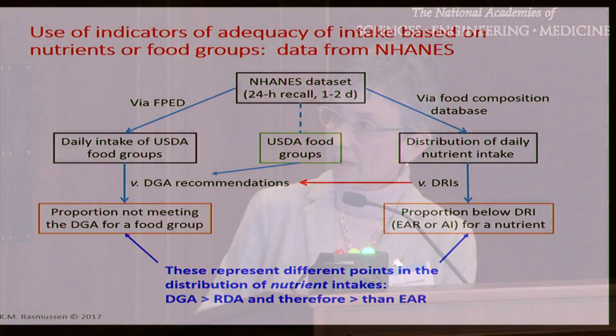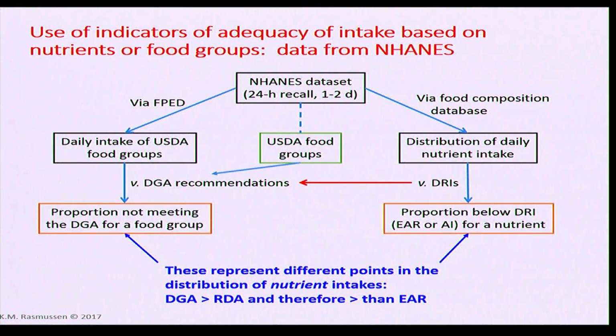So if we come back to this picture and look at it again and add a little more information, we see that these two bottom boxes represent different points on the distribution of intakes. When somebody is below the EAR for a nutrient, it's on the far left low side of the distribution. In contrast, when someone is not meeting the DGA for a food group, and that DGA is at the level of the RDA or above, it's on the far right side of the nutrient requirement distribution.